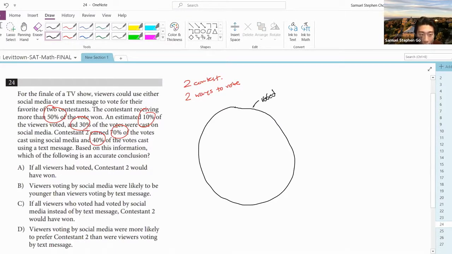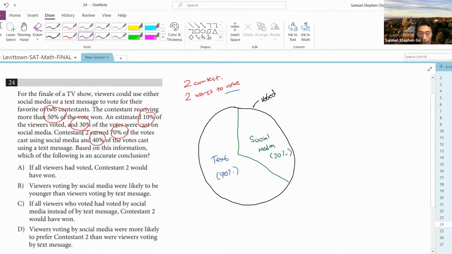It says 30% of the votes were cast on social media. I'm gonna color that in green here. Social media was about a third. That's 30%, almost a third. Let's say about there. This is social media, 30%. Without reading the rest yet, I think we can guess, because there's only 2 ways to vote, social media or text, that the rest of this has to be by text. We can say that has to be 70%, right? Because this has to add up to 100%. We have to account for all the voters.